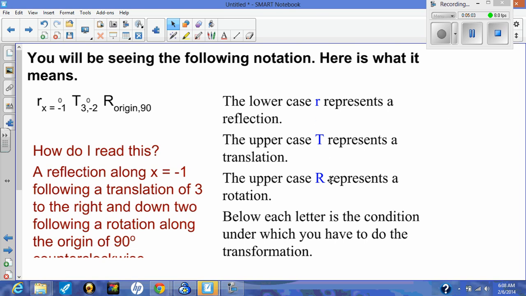and take notes on this screen. When you're done taking notes, what R, T, and capital R represent, and all the information you need over here, go ahead and start the video and we'll talk about each one. So do that right now.